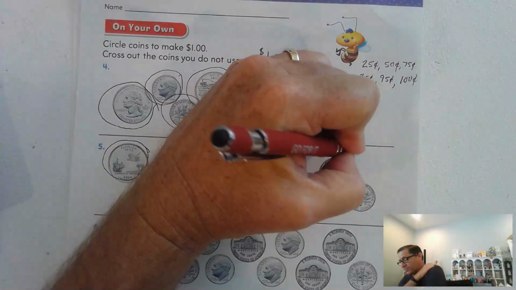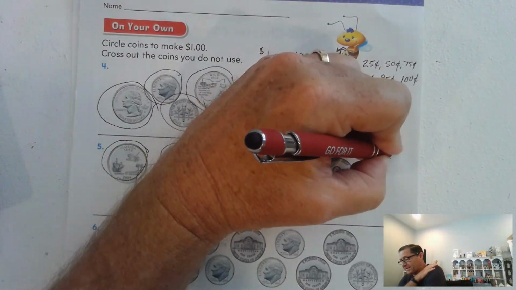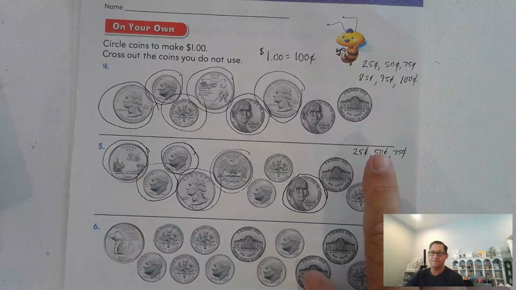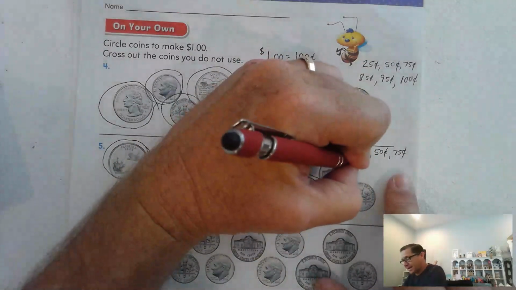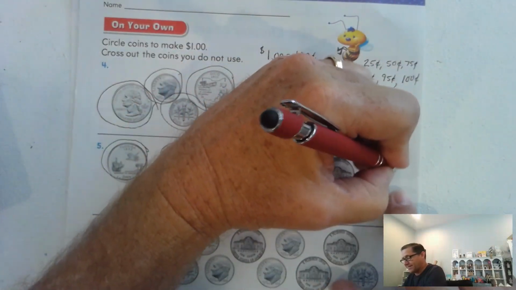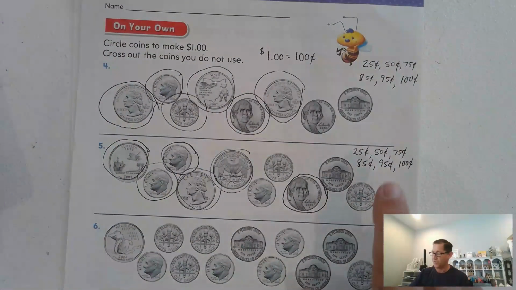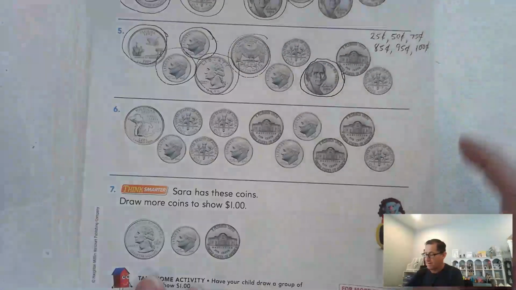Okay, so 3 quarters. If we skip count them, we get 25, 50, 75. Okay, so 3 quarters, 25 plus 25 plus 25. Now we're at 75. Adding a dime, 85 cents. Another dime, 95 cents. And the nickel, 100 cents. So we don't need this 35 cents here. All right, and our last one.